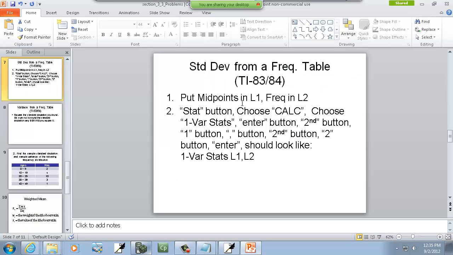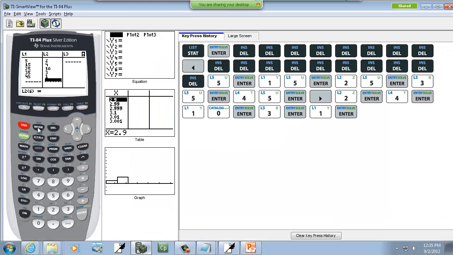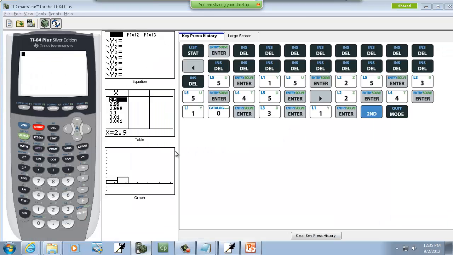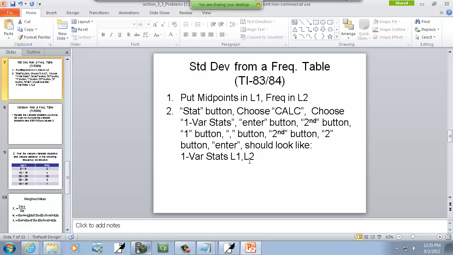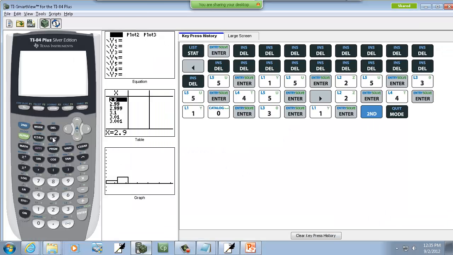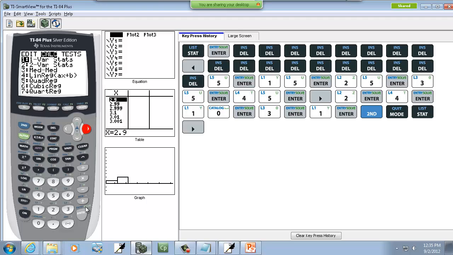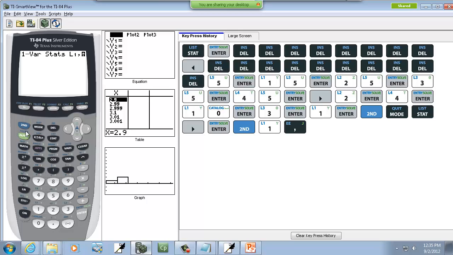Okay, now it doesn't say it, but after we input those in, we have to exit out. So be sure to do a second mode to exit out. And we're just going to do one of our stats L1, L2. So I press my stat button, right arrow to calc, enter on one of our stats. Then second one, comma, second 2.